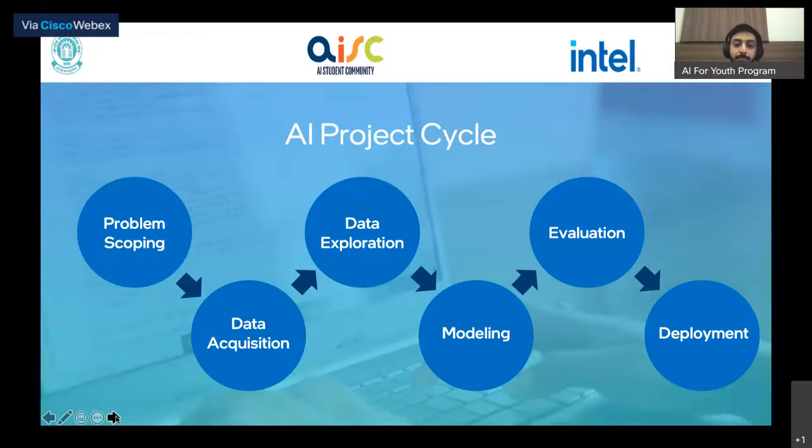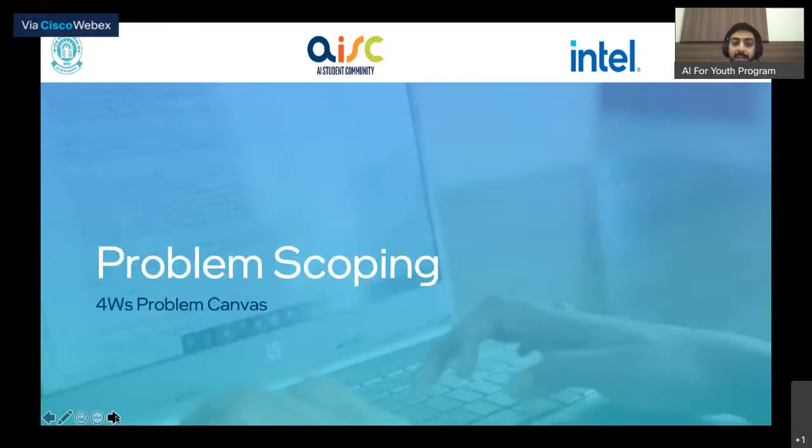We will begin with problem scoping. Like I said, the objective of this stage is to prepare a goal for your project, a problem statement that defines the problem that you have identified and how you will approach solving it. To do that, we follow a particular method called the 4W's problem canvas. This canvas helps you understand the problem in more detail. It will give you a lot of insights about the problem, at the end of which you will get a sense of direction as to how you will proceed towards the solution.